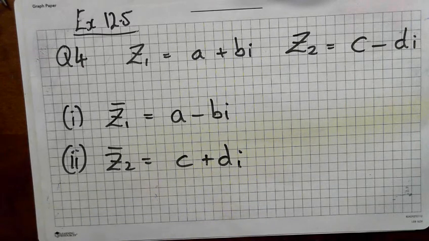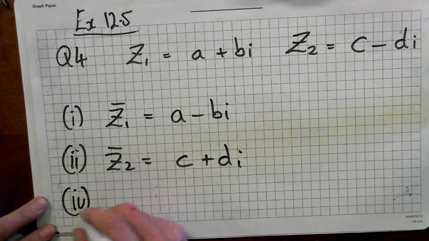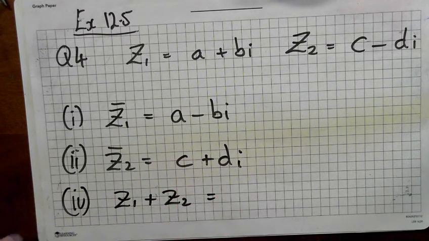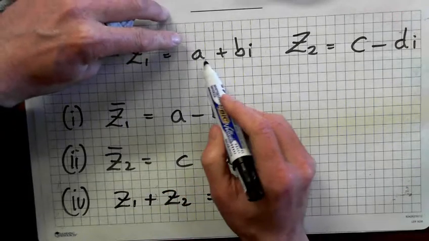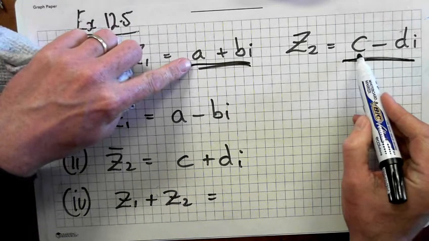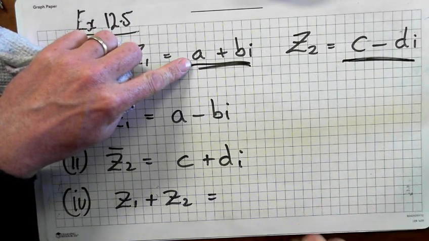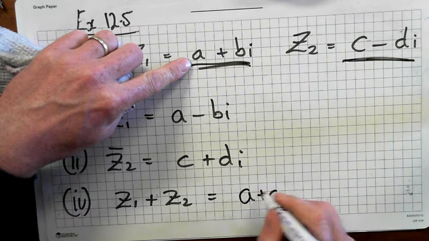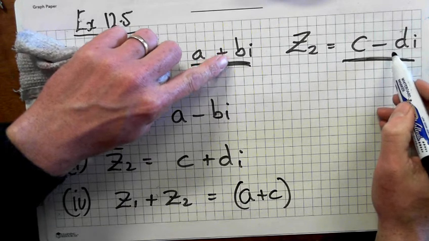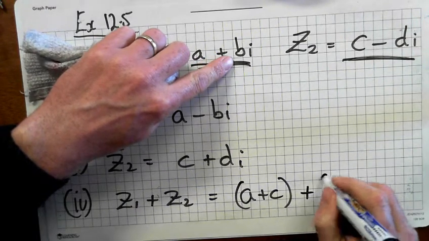Part 4. Here's z1 up here, and z2. Add the real bits together, a plus c. And then add the imaginary bits together. We've got b plus.